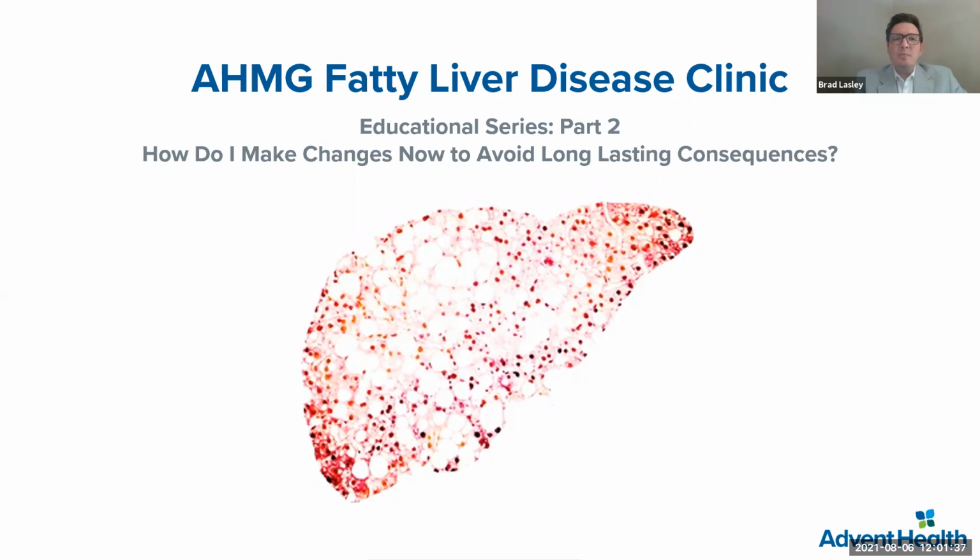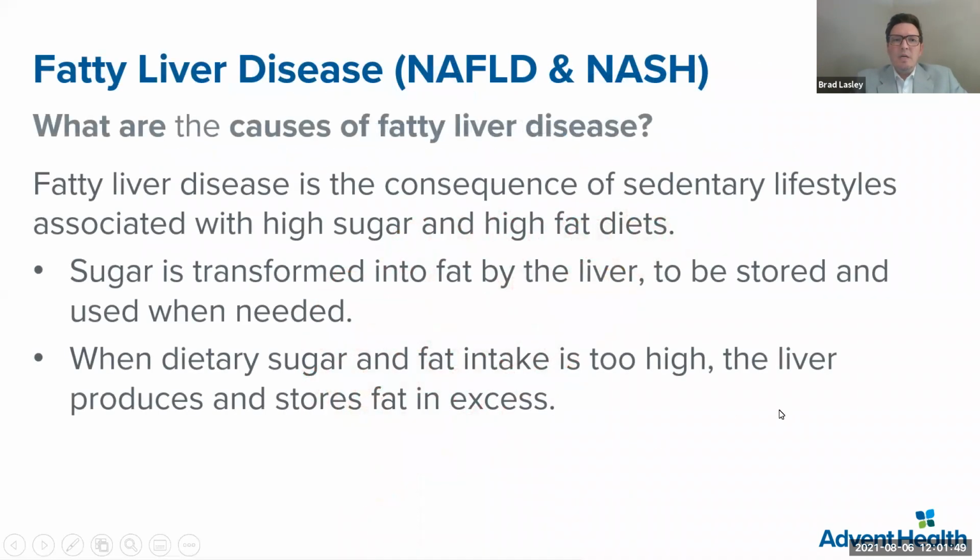All right, so today we're really going to be exploring how to make changes now to avoid long-lasting consequences in regards to fatty liver disease. We talked in our first series about fatty liver disease, non-alcoholic fatty liver disease, or NAFLD, and non-alcoholic steatohepatitis, or NASH. Now we're going to get a little bit more background about the causes of fatty liver disease. We know that fatty liver disease is a direct consequence of a sedentary lifestyle associated with high blood sugar and high fat diets.